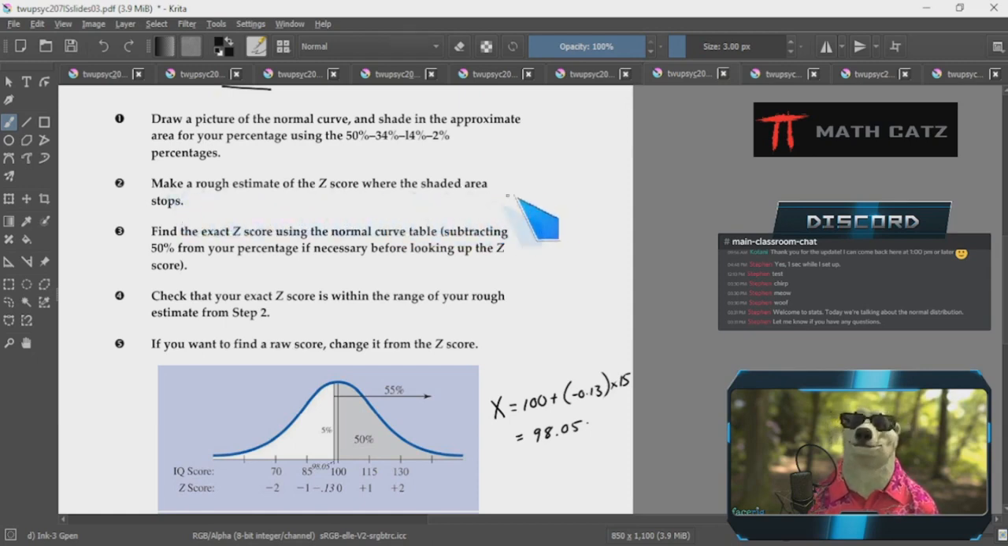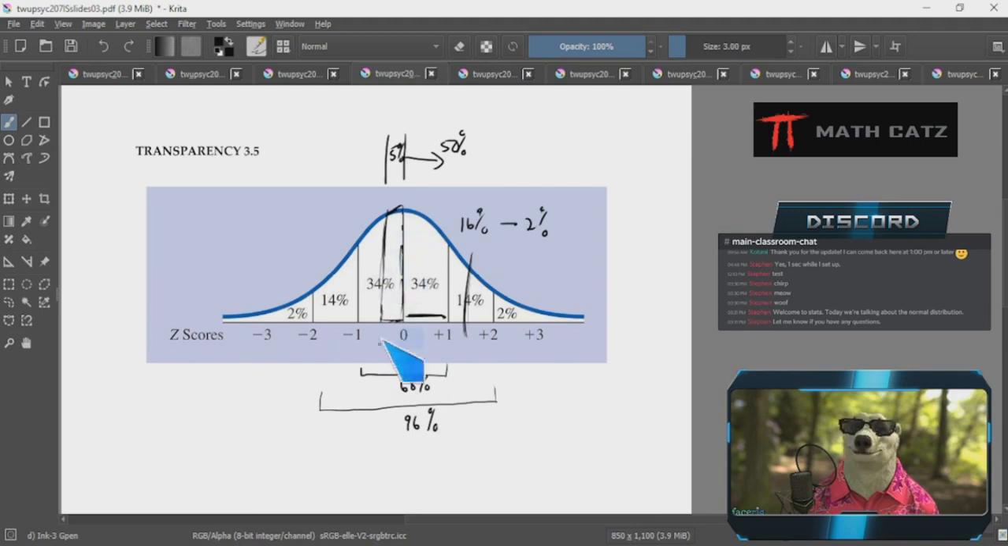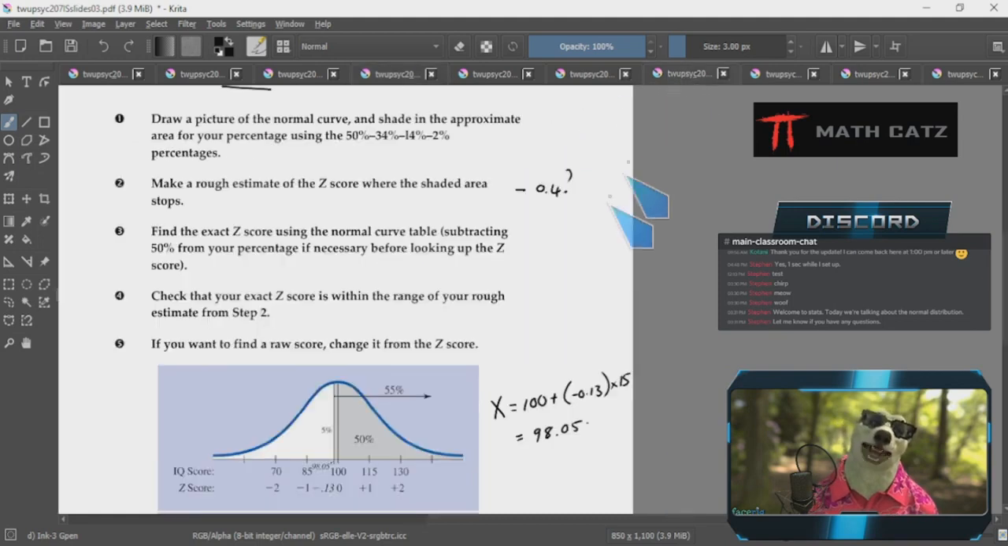I don't know. Let's say -0.4. Why do I say that? Well, because it's not exactly halfway, right? I only have a little sliver. I'm just totally guessing. I'm not going to be right, but that's okay. It's a guess. And I definitely don't want to go close to -1. That would be 34% over here, and I'm just looking for 5. So I'm guessing -0.4. Let's move on. Again, these 1 and 2 steps are optional, absolutely, but helpful in the beginning.